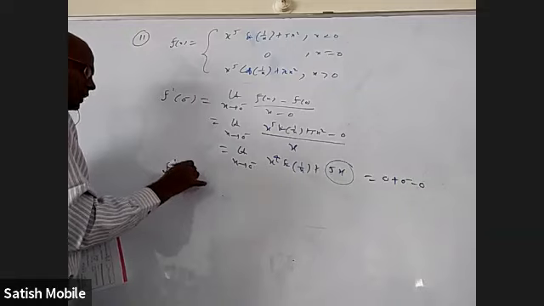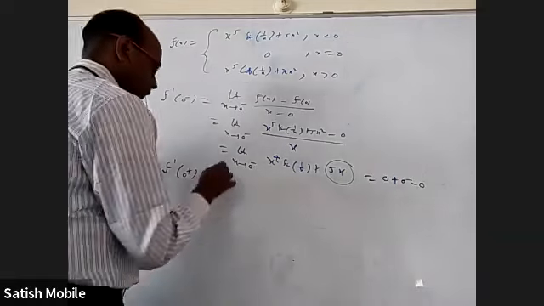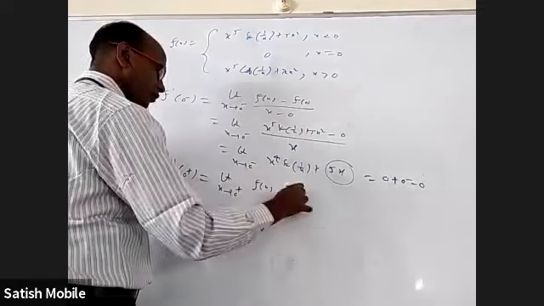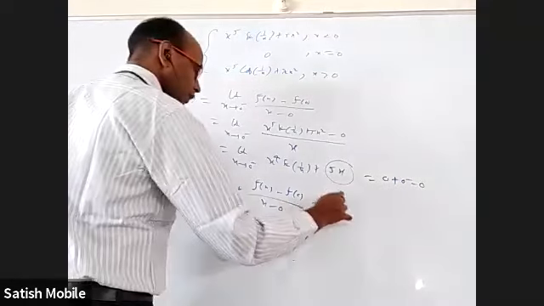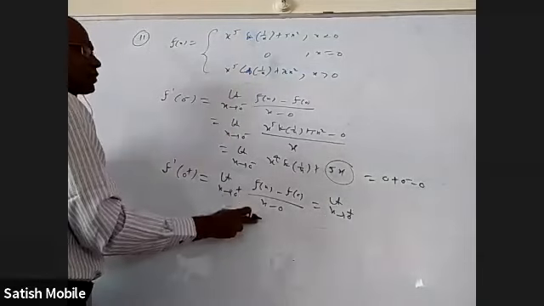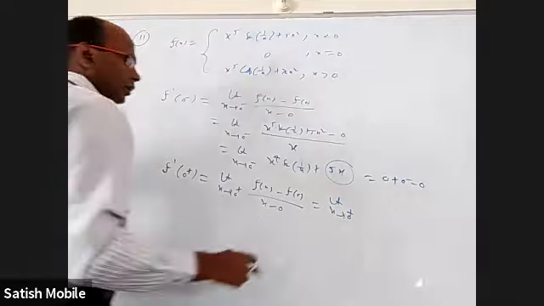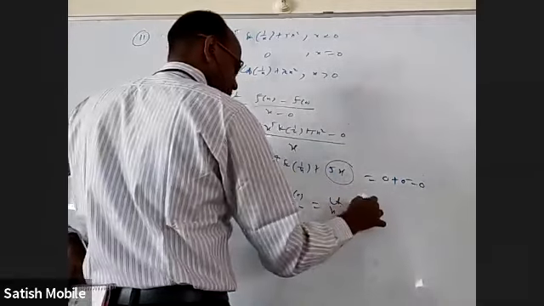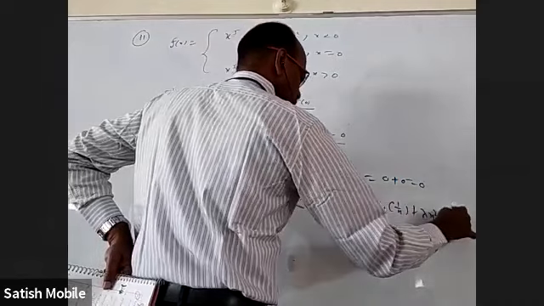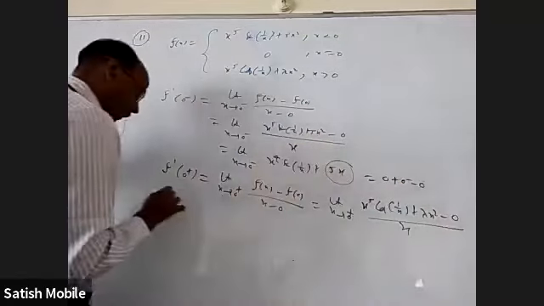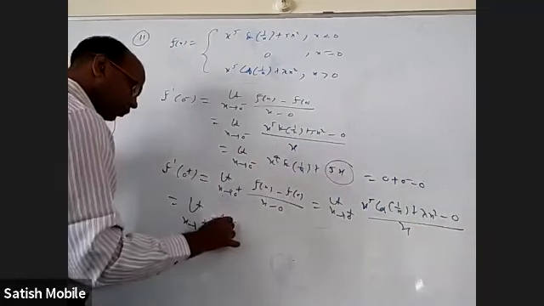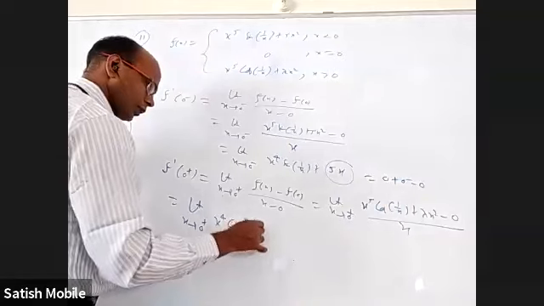F dash 0 plus, that is limit x tends to 0 plus f of x minus f of 0 by x minus 0. Now f of x I have to take this and then I have to divide with x. Then directly I'm writing this. Let me write x power 5 cos 1 by x plus lambda x square minus 0 by x. After cancelling one x, it is limit x tends to 0 plus x power 4 cos 1 by x plus lambda into x.